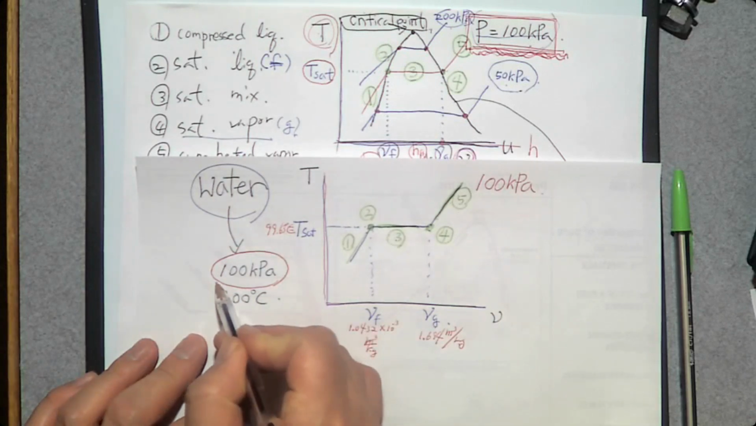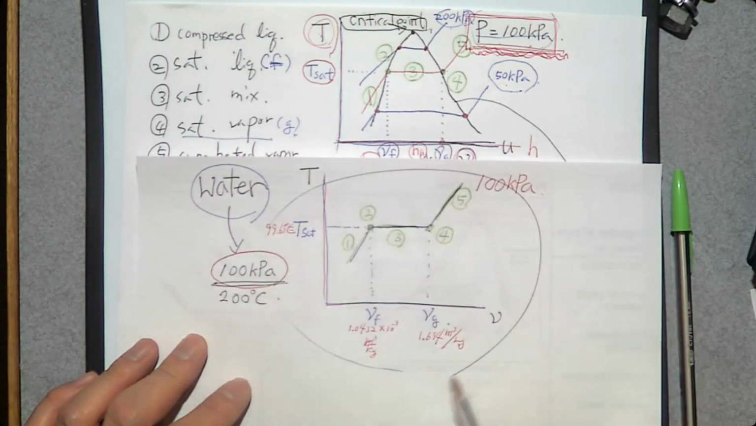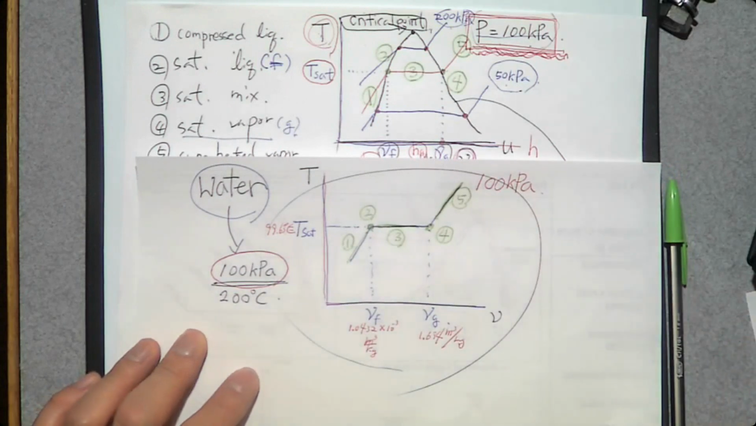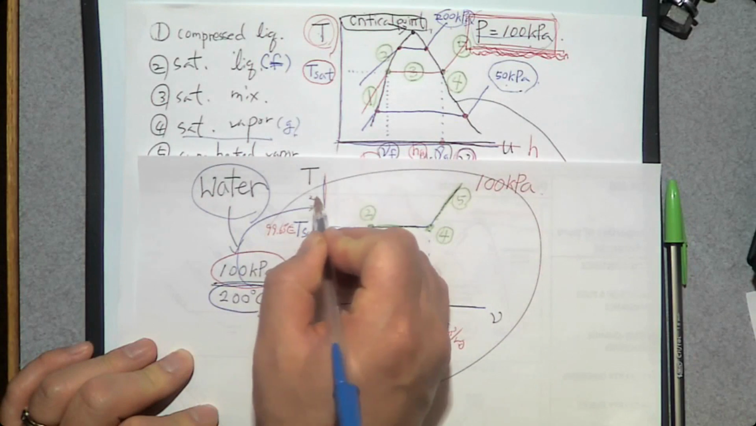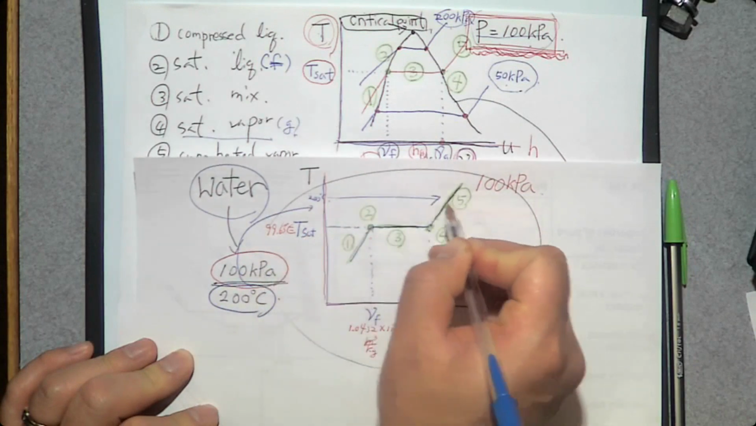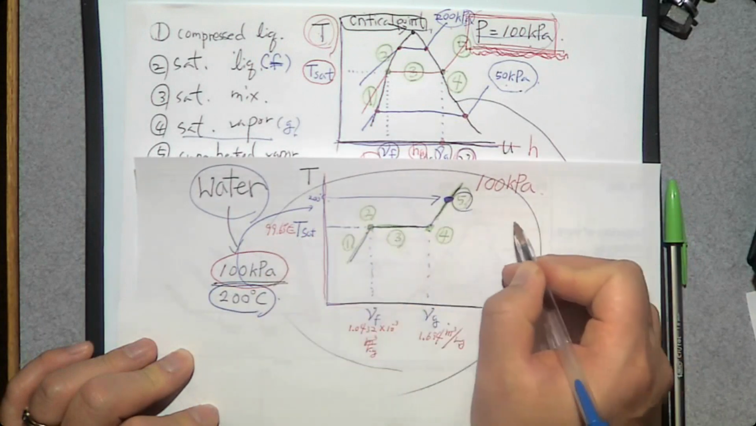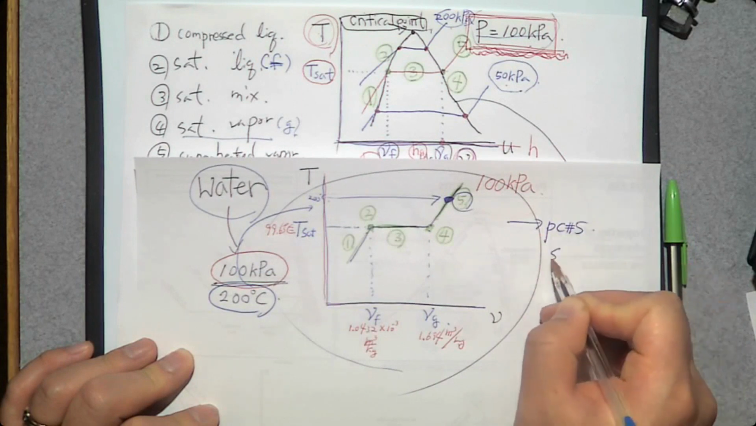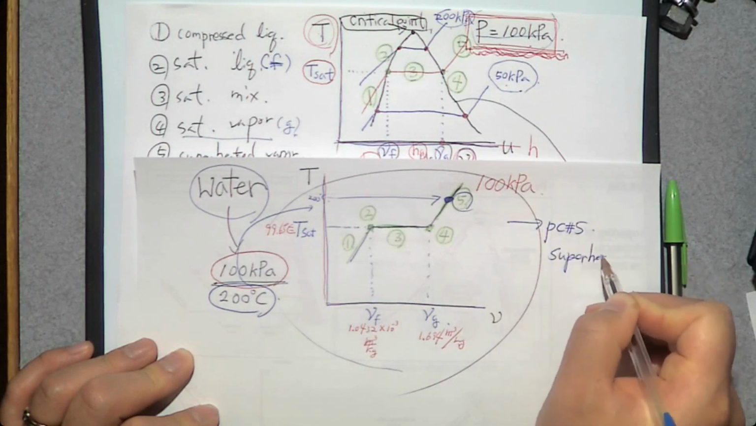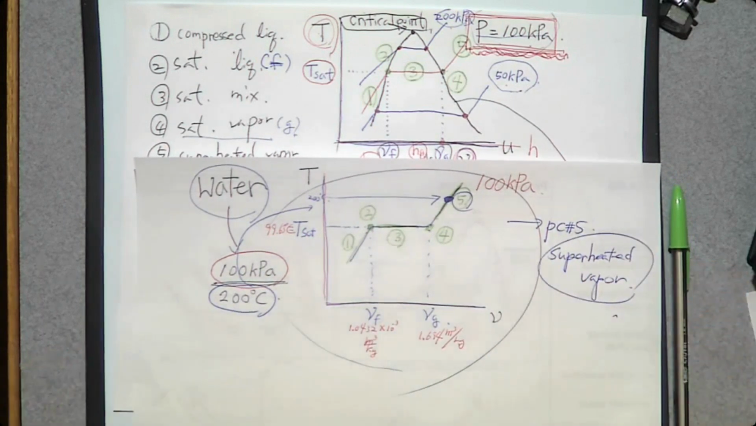So you use this 100 kilopascal to create this TV diagram, then use the other property to locate your system. So 200 should be up here. So the only possible phase change process at this temperature is number 5. So you can say it is phase change process number 5, superheated vapor. That's how you determine the phase change process.